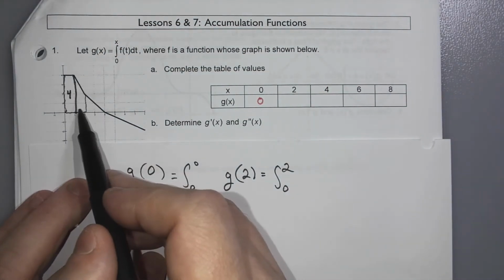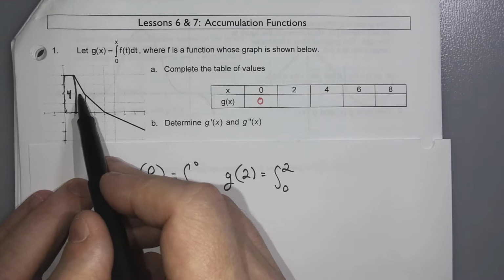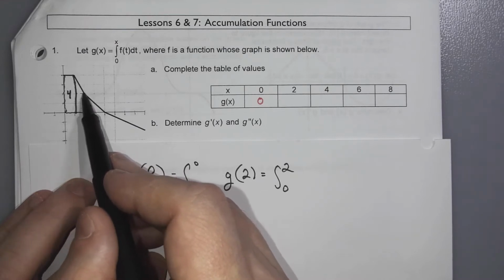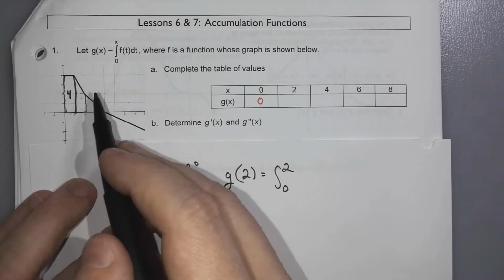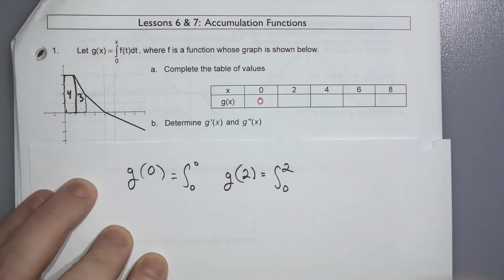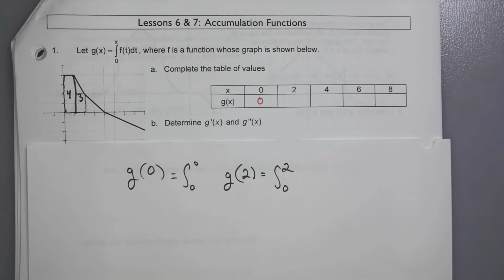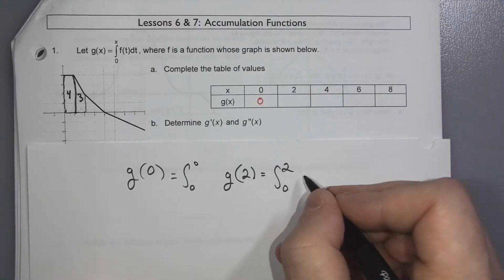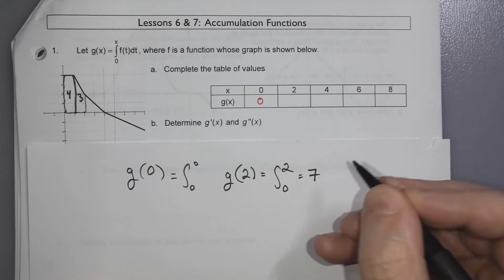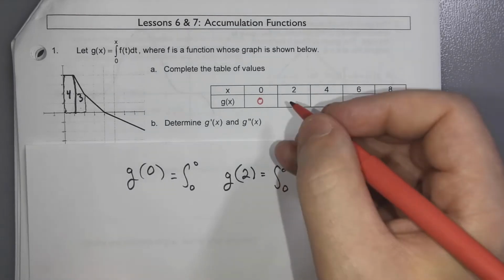And then from here to here I have 1, 2, and then I have this triangle that has a height of 2 and a base of 1. So its area is 1. And so I'll call this 3 in order to represent what its entire area is. So the integral from 0 to 2, the area under the curve from 0 to 2, is simply going to be 7. So let me label that in with 7.